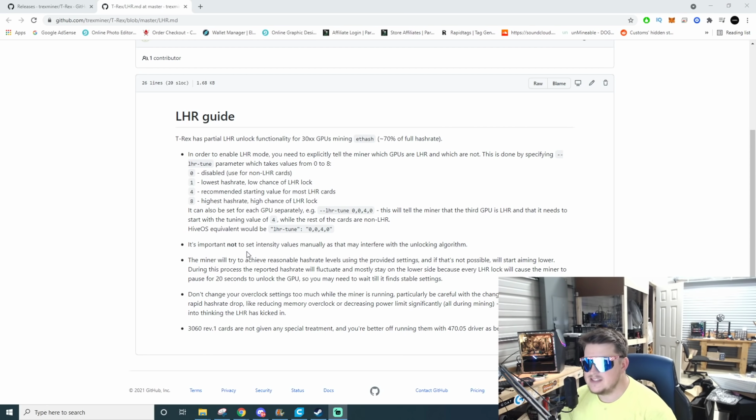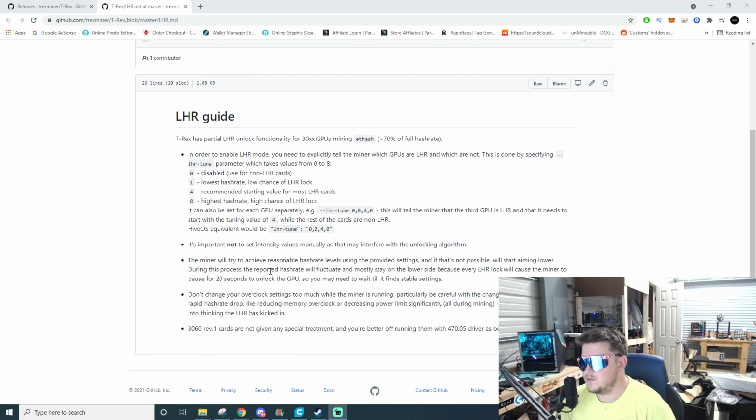It is important not to set the intensity values manually, as that may interfere with the unlocking algorithm. The miner will try to achieve reasonable hash rate levels using the provided settings, and if that's not possible, it will start aiming lower. During the process, the reported hash rate will fluctuate and mostly stay on the lower side, because every LHR lock will cause the miner to pause for 20 seconds to unlock the GPU, so you may need to wait till it finds stable settings.